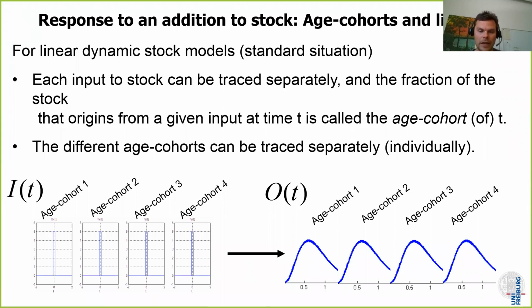We have in every outflow a composition of many different inflows. So think about the cars that are deregistered this year. They consist of cars that were maybe built in 1990. They also consist of cars that were built in 2005. All of these historic age cohorts contribute to the current outflow.